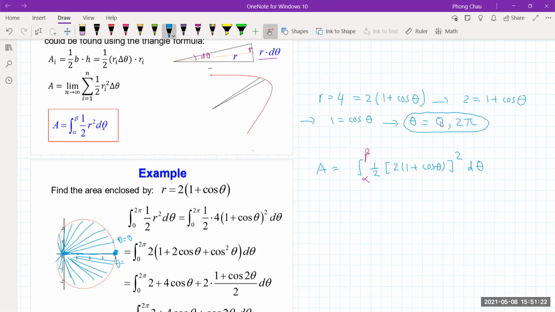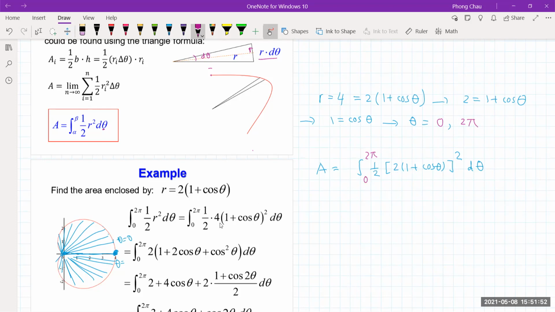So theta goes from 0 to 2 pi. Then we have a complete revolution, right? So that means we will have 0 to 2 pi as our lower and upper limits. So that is our setup here.